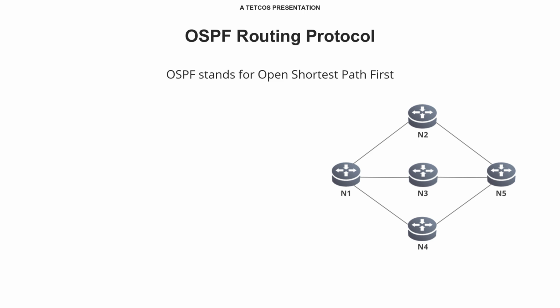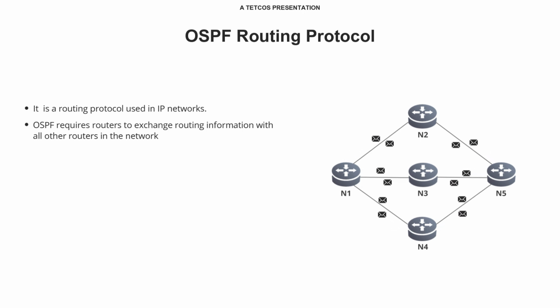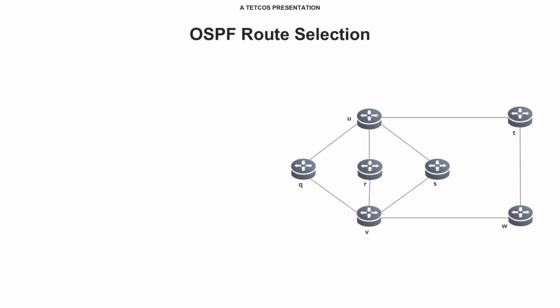OSPF, or Open Shortest Path First, is a routing protocol used in IP networks. OSPF requires routers to exchange routing information with all other routers in the network. Complete network topology knowledge, that is the arrangement of all routers and links in the network, is required. Because each router knows the complete topology, each router can compute all needed shortest paths.